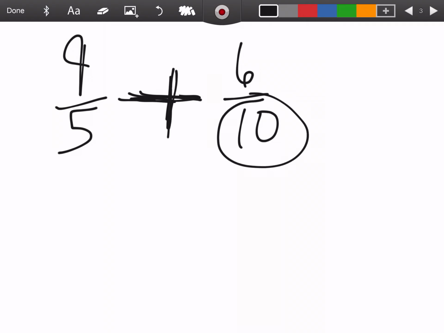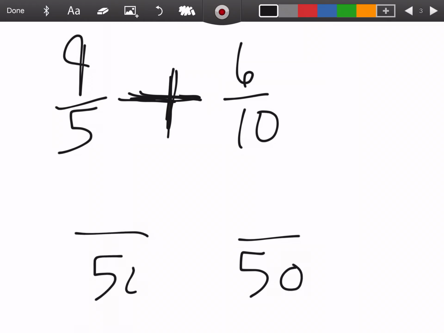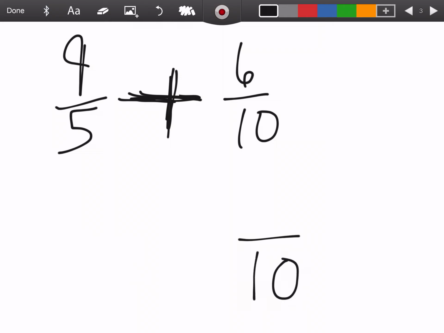So again, I want to figure out a number that 5 and 10 both go into. Again, if I get stuck and I can't think of them, I could multiply them. Change the 5 to 50, change the 10 to 50, and use my common denominator of 50. So you can always use 50, right? Or if you see it right away, what's a number 5 and 10 both go into? They both go into 10. 6/10 stays because it's already 10.